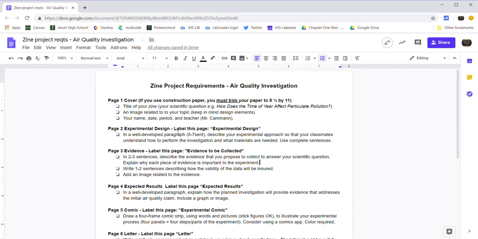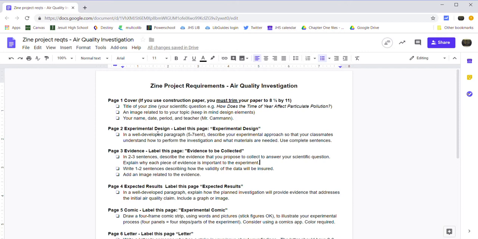Page 2 is going to be experimental design, and you're going to label that, coincidentally, experimental design. You're going to write a well-developed paragraph. So remember that. That's 5 to 7 sentences. You're going to describe your experimental approach so that your classmates will understand how to perform that investigation and what materials you need. Make sure that this is, again, a complete sentences, well-developed paragraph.